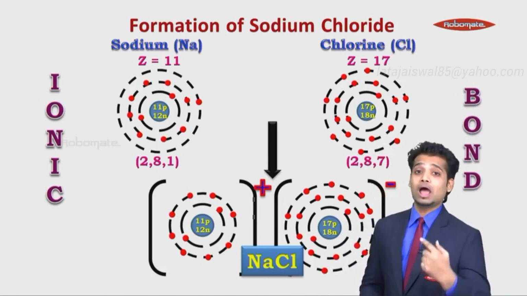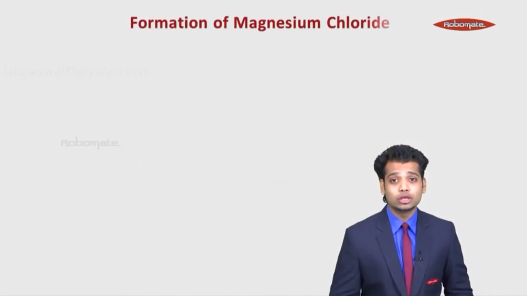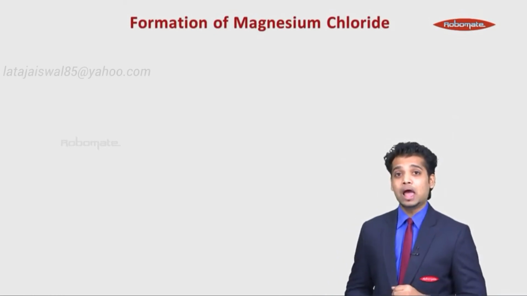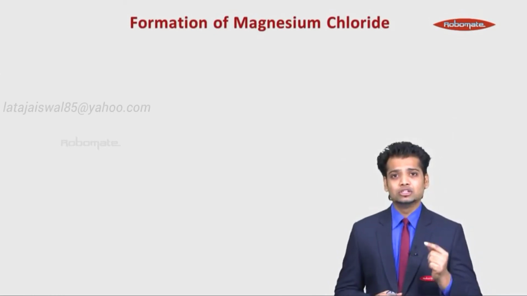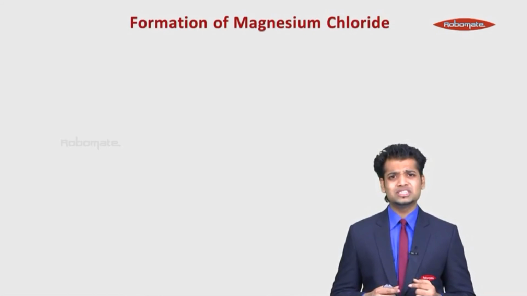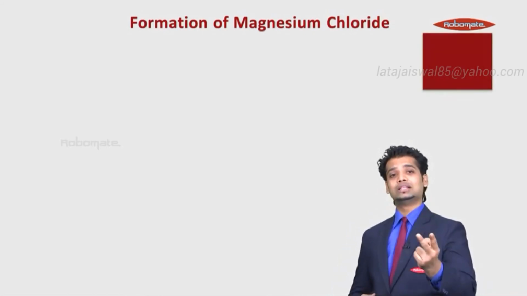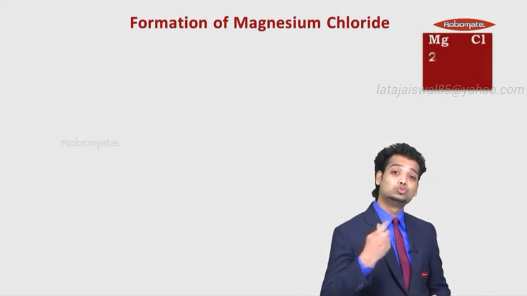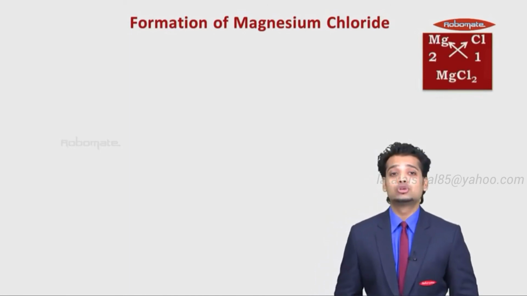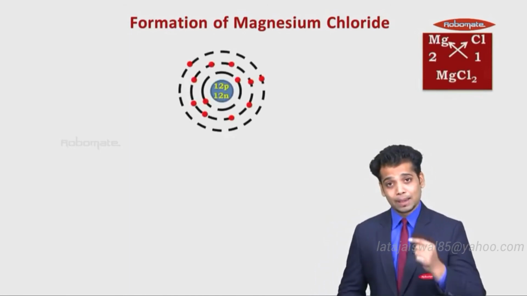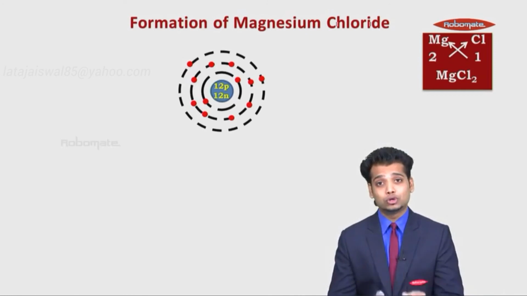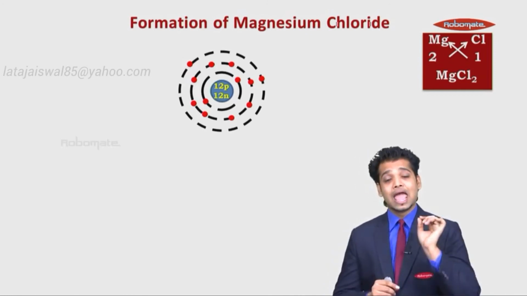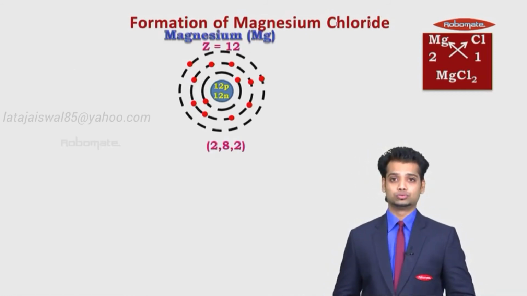Let's study one more ionic compound with the help of ionic bonds. Formation of MgCl2. So why MgCl2? Why not MgCl? Mg valency is 2, Cl valency is 1, crisscross, it is going to form MgCl2. Why? Magnesium has 2, 8, 2.